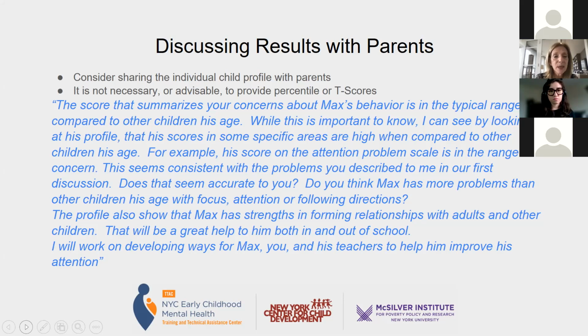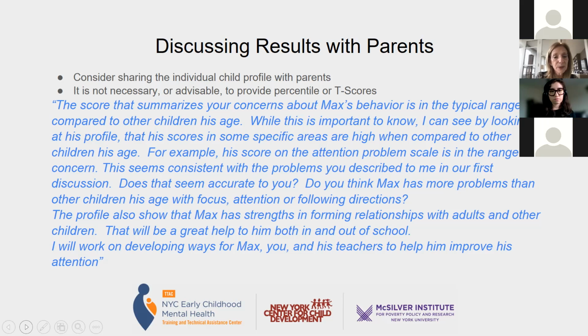The score that summarizes your concern about Max's behavior is in the typical range compared to other children his age. While this is important to know, I can see by looking at his profile that his scores in some specific areas are high when compared to other children his age. For example, his score on the attention problem scale is in the range of concern. This seems consistent with the problems you described to me in our first discussion.